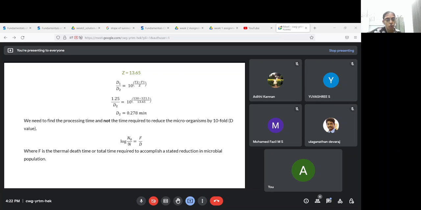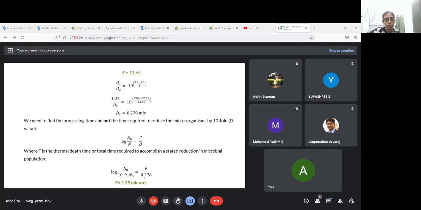So N will be 1 minus 0.9999 of N0, as per our previous slide. We are reducing it by 99.999%. So N0 and N0 will be cancelled. When you substitute N0 and N, N will be 10 power minus 5 of N0. So N0 gets cancelled, and log of 1 by 10 power minus 5 is 5. So 5 equals F by 0.278. 0.278 came from the D value that we just figured out. So F by D, and F comes out to be 1.39 minutes.